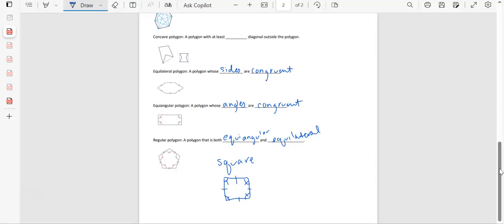Another very common regular polygon that we see a lot is the classic hexagon shape, the honeycomb shape. And another example of a regular polygon that is very common is a stop sign, which is a regular octagon. So those are some examples of regular polygons that you are probably very familiar with.